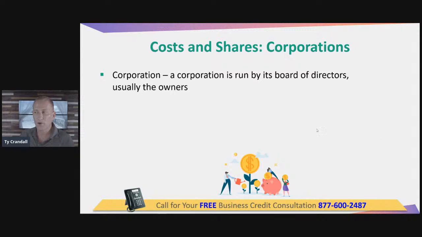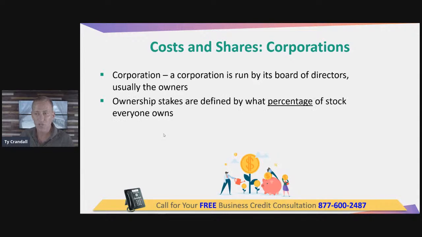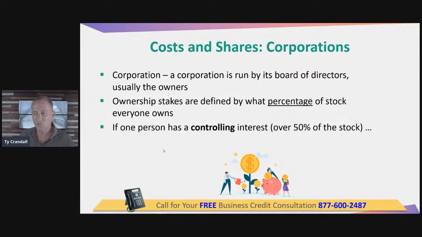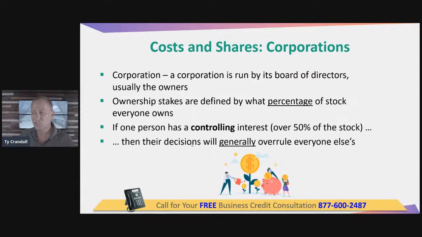So a corporation is run by its board of directors, usually the owners. Ownership stakes are defined by what percentage of stock everyone has. If one person has a controlling interest over 50%, then their decisions will generally overrule everyone else's. So if we look at Credit Suite, for example, I've got a partner, Megan. Megan is my partner. She's the COO. How we split that up determines who has the actual final say in things. Now, this isn't really a big factor for us because Megan and I have never had a disagreement where that has come up in the many years we've worked together. But you should have that. You should have a controlling party to settle disagreements, because you're not always going to get along with your partners.